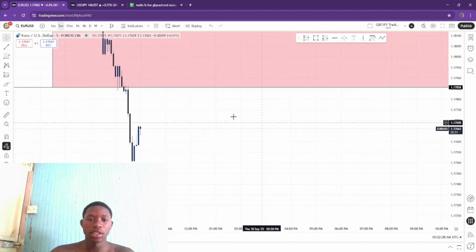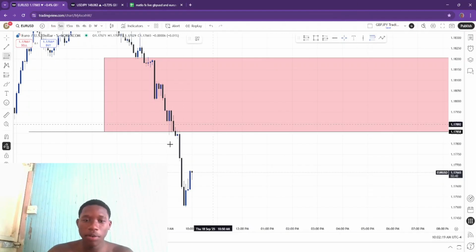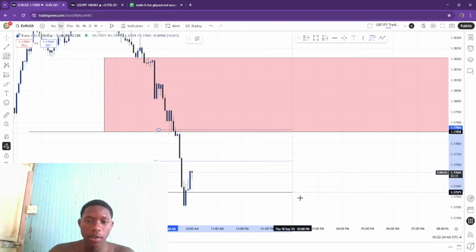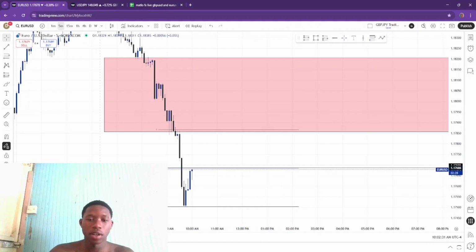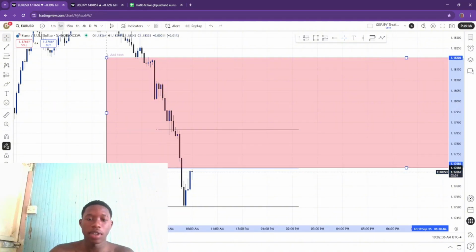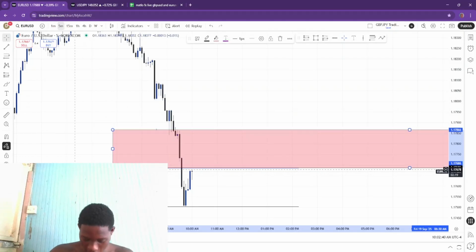5 minutes. Let's draw out some liquidity points. Euro USD. Oh wow, we didn't even see that. Look at the halfway point right there. That's a swing high, then a swing low. So that's the new halfway point right there. Anything above that, we're taking sell trades.